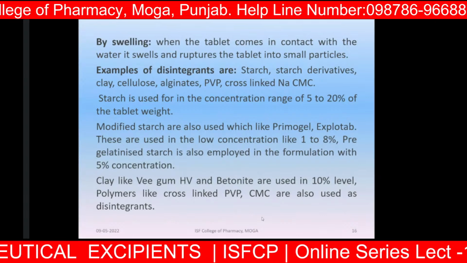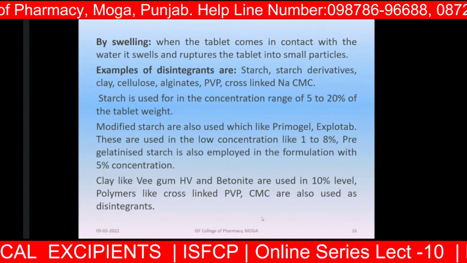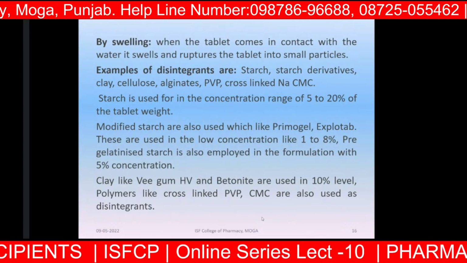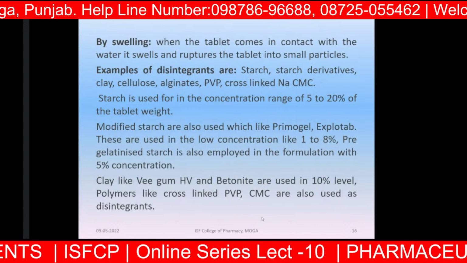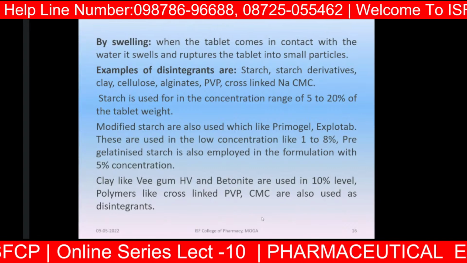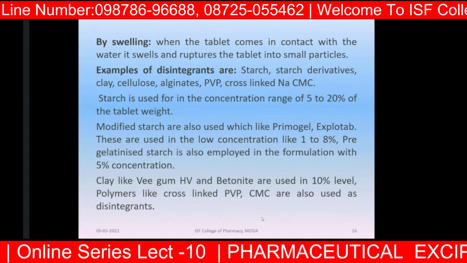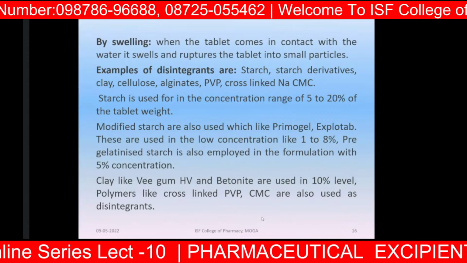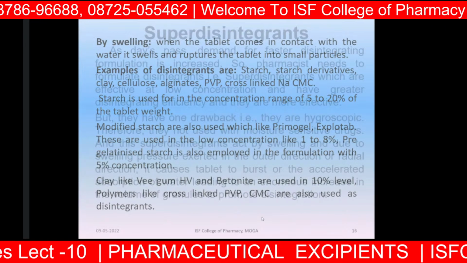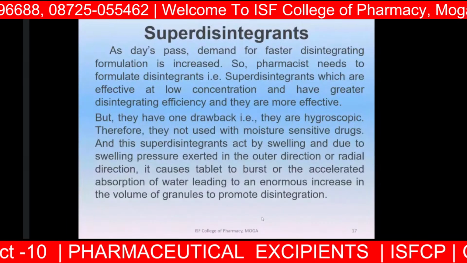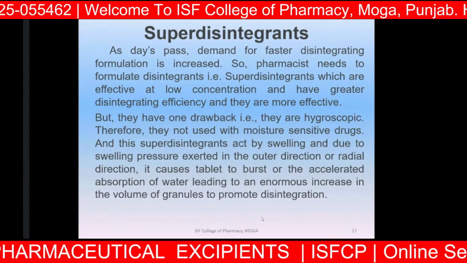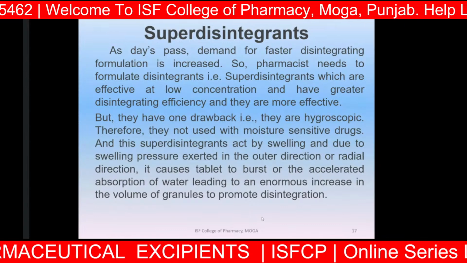Polymers like cross-linked PVP and CMC are also used as disintegrants. So these are a number of examples of disintegrating agents used in the tablet to break it into smaller particles when we take these tablets orally. Also, some super disintegrating agents are currently used in the pharmaceutical industry. As the days pass, the demand for faster disintegrating formulations increases.